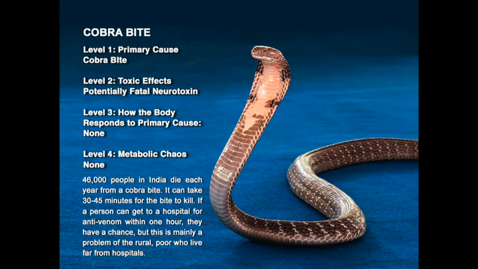Next, we'll look at a cobra bite. A cobra bite involves Level 1 and 2 of the health map. Level 1, the primary cause, is a cobra bite. If a cobra bites you, you will experience Level 2 toxic effects. The venom of a cobra is neurotoxic and leads to an inability to breathe. The individual is likely to die within 30 minutes, so Levels 3 and 4 don't get involved.